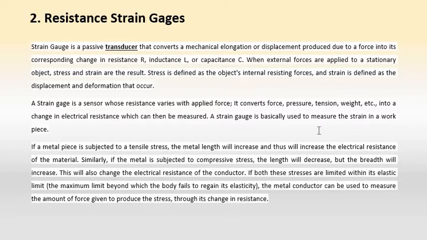So a strain gauge is a sensor whose resistance varies with the applied force, and it converts force, pressure, tension, weight, or whatever external force is coming to it into a corresponding or proportional change in electrical resistance, and that electrical resistance can be measured in some other manner. If a very minute resistance change is happening, then low resistance measurement techniques can be used. And if the resistance change is in a wide range, that is, high resistance changes are occurring, then a high resistance measuring method can be used there.